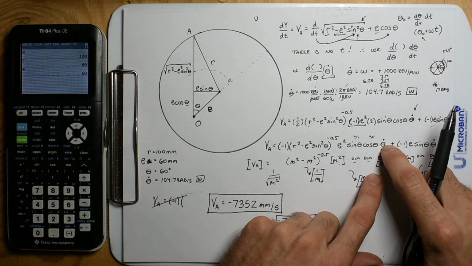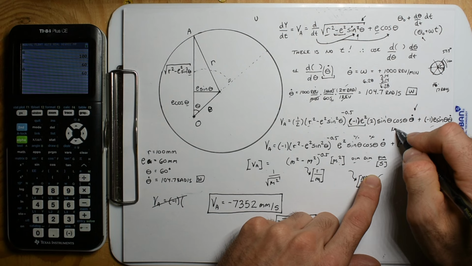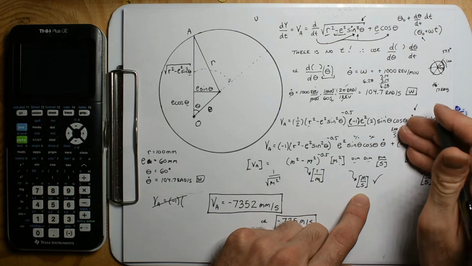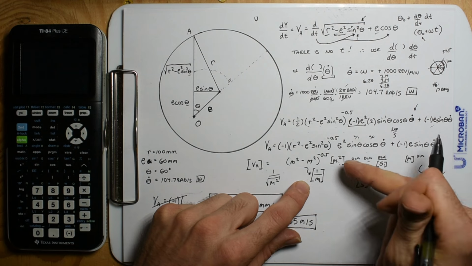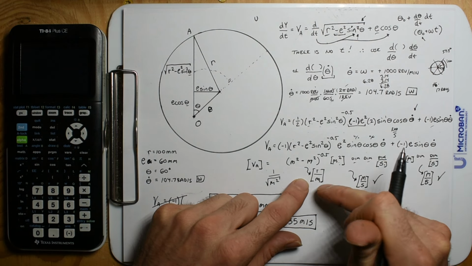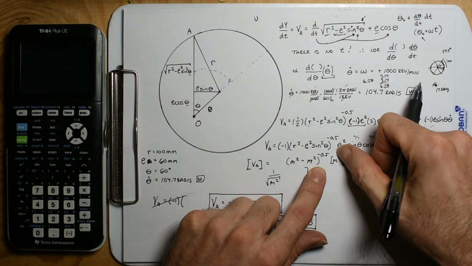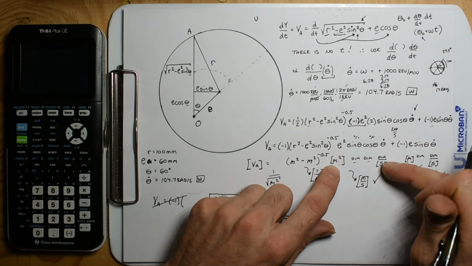And then theta dot is in radians per second. Radians are dimensionless, so it's dimensionless divided by second. So we're going to have meters squared divided by meters, so one of these is going to cancel, and we're going to have meters per second.